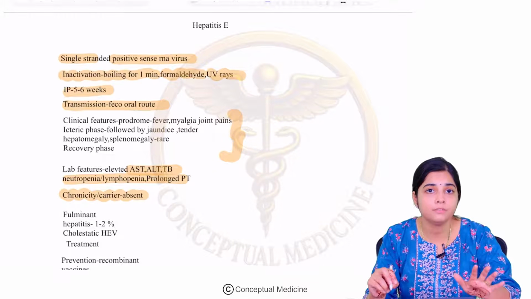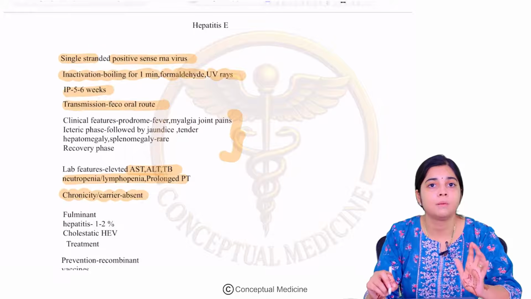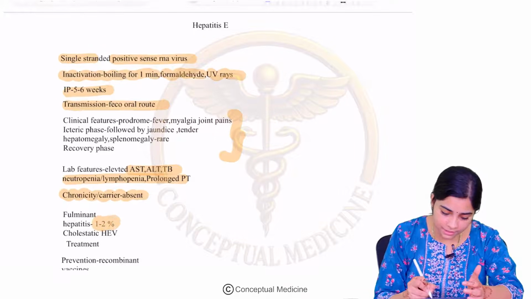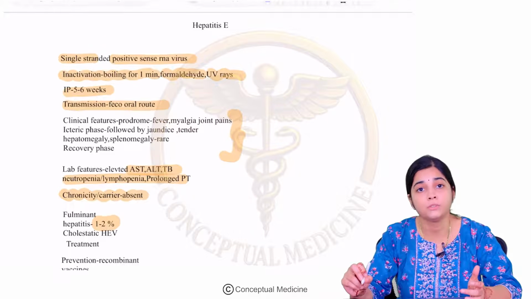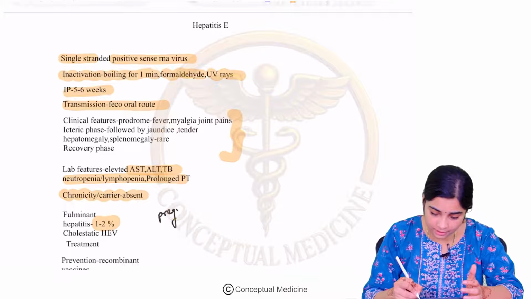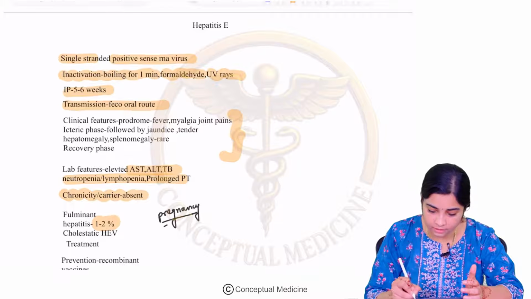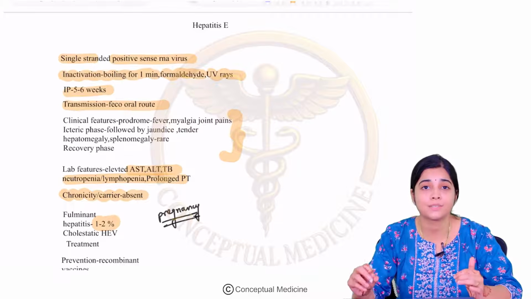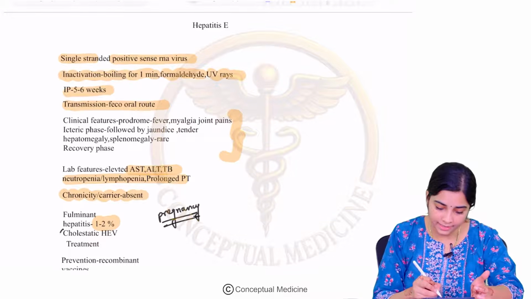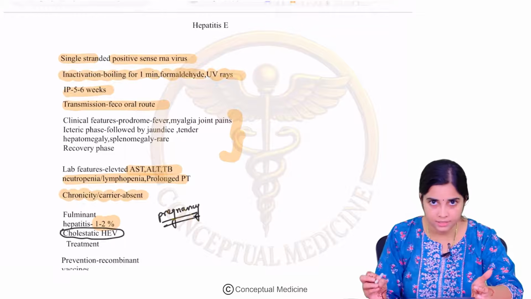But the most important feature of difference that you have to remember about hepatitis E versus hepatitis A is that the fulminant hepatitis risk is much higher. It's about 1 to 2%, right? Especially in pregnancy. The risk of hepatitis E virus causing fulminant hepatitis is much higher. Okay, and it causes a cholestatic pattern as well.